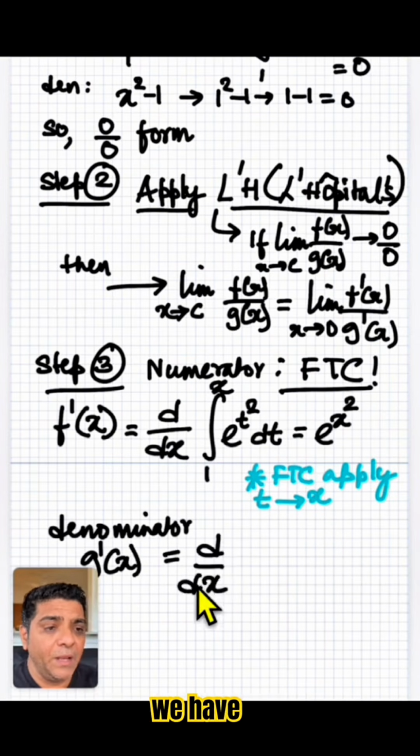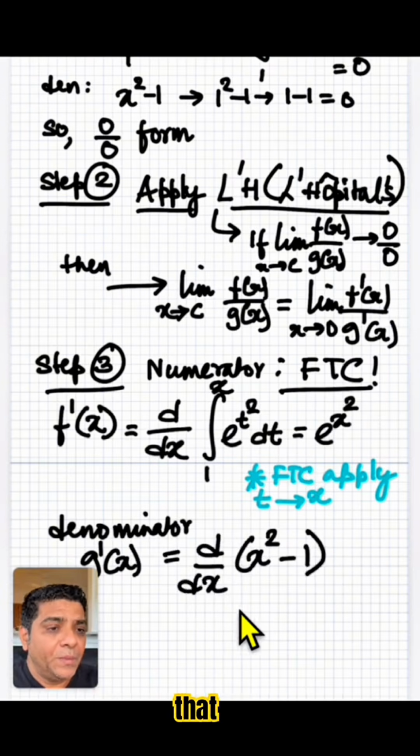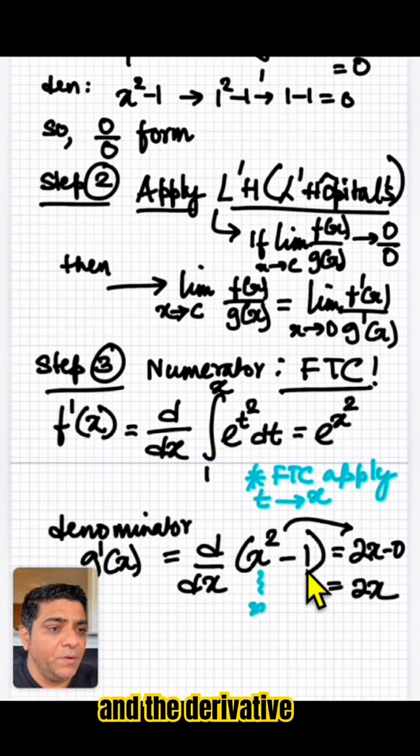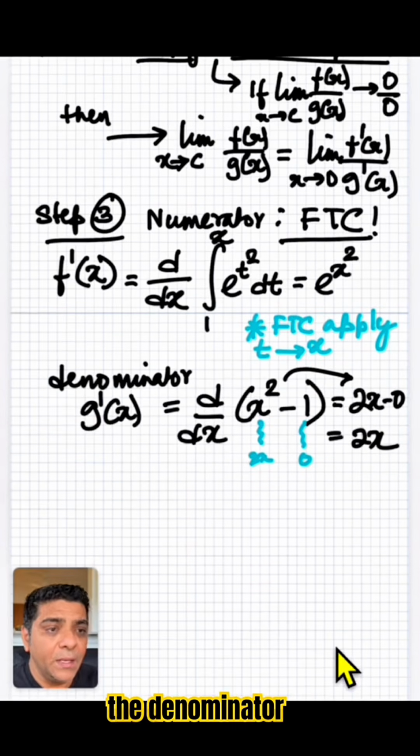In the denominator, we have x squared minus 1. The derivative of x squared is 2x, and the derivative of a constant is 0. So it's going to be 2x in the denominator.